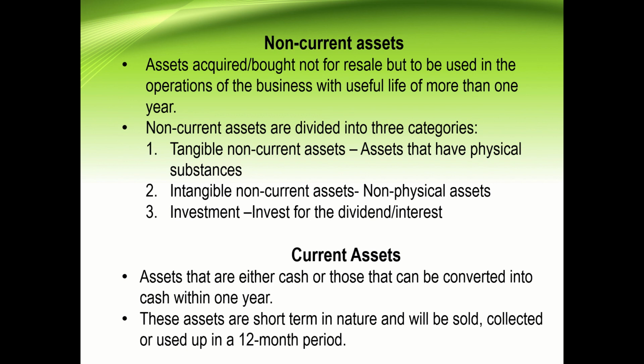Now, let's move to the second category of asset. The second category of asset is current asset. Current assets are assets that are either cash or can be converted into cash within 1 year. These assets constantly change in their form during an accounting period. Examples of current assets are inventory or stock, account receivable or debtor, cash at bank, and cash in hand.